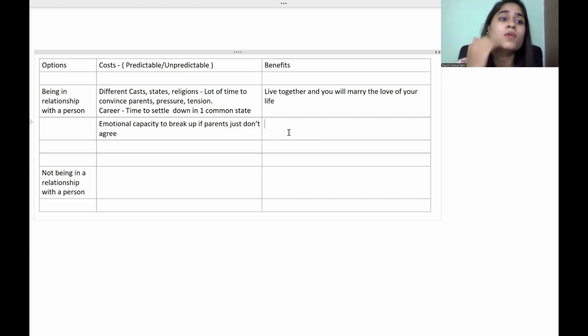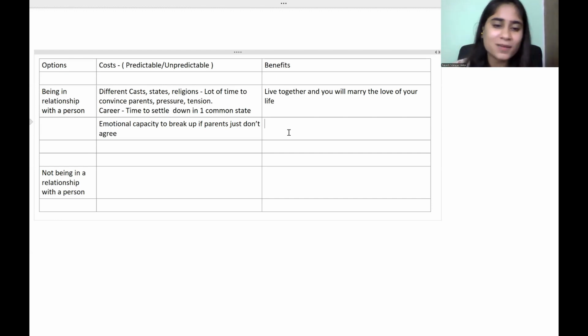If I want to be with that person, let's say if the castes are different, the states are different, and the religions are also different, you have to ask this question to yourself and also to your partner, to your boyfriend or your girlfriend: are we willing to pay the cost happily and courageously? This is the formula. Am I willing to pay the cost for this benefit happily and courageously?